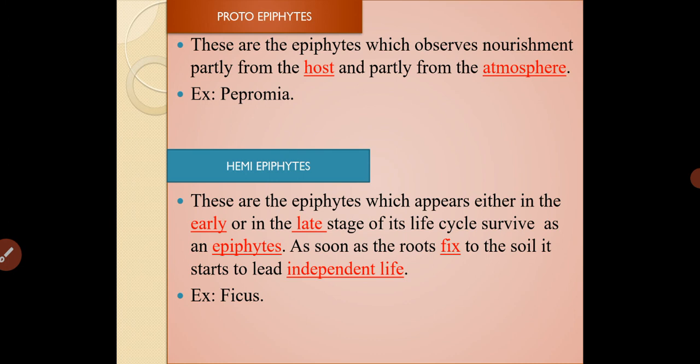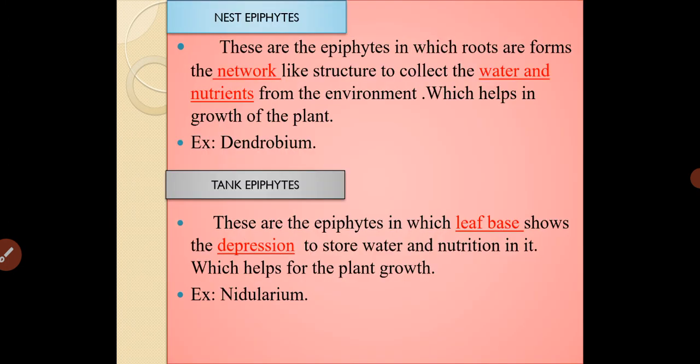Nest epiphytes. These are epiphytes in which roots form a network-like structure, which helps to collect water and nutrients from the environment, which helps in the growth of the plant. Example, dendrobium. Nest epiphytes look like a nest.